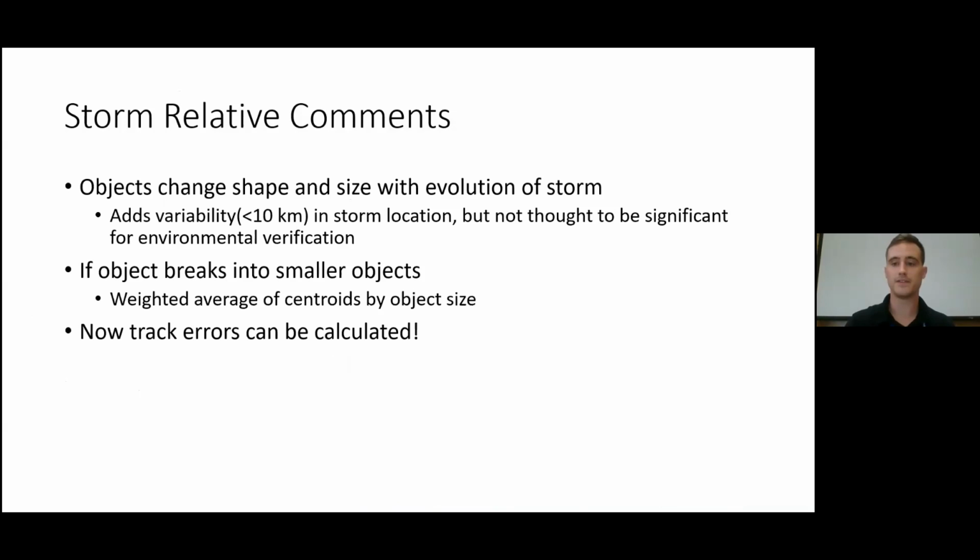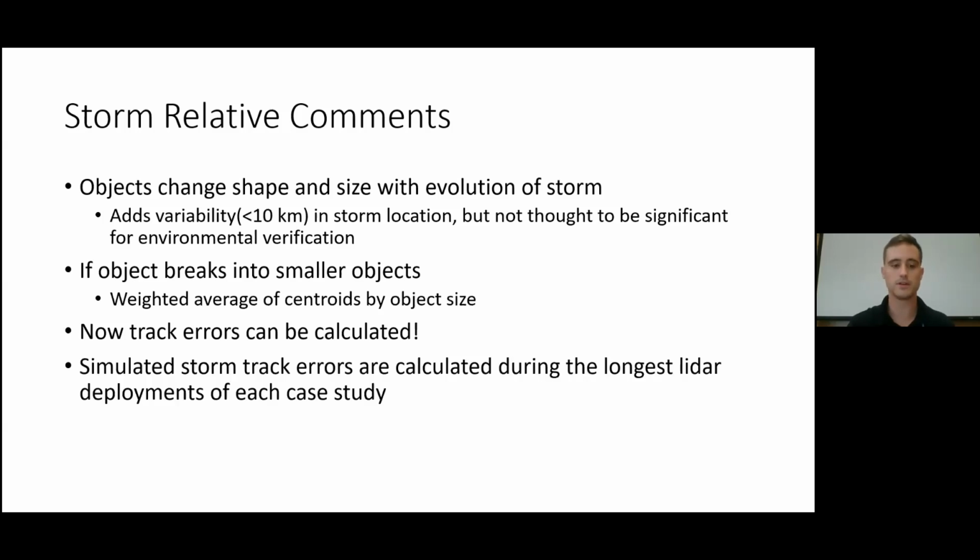And the nice thing about this is this actually allows me to calculate track errors. I can calculate the displacement between the WoFS storm location and the observed storm location. And I did that particularly during the longest deployment, or the longest LiDAR deployment of each case study, to give essentially a time series of how these track errors could be evolving.